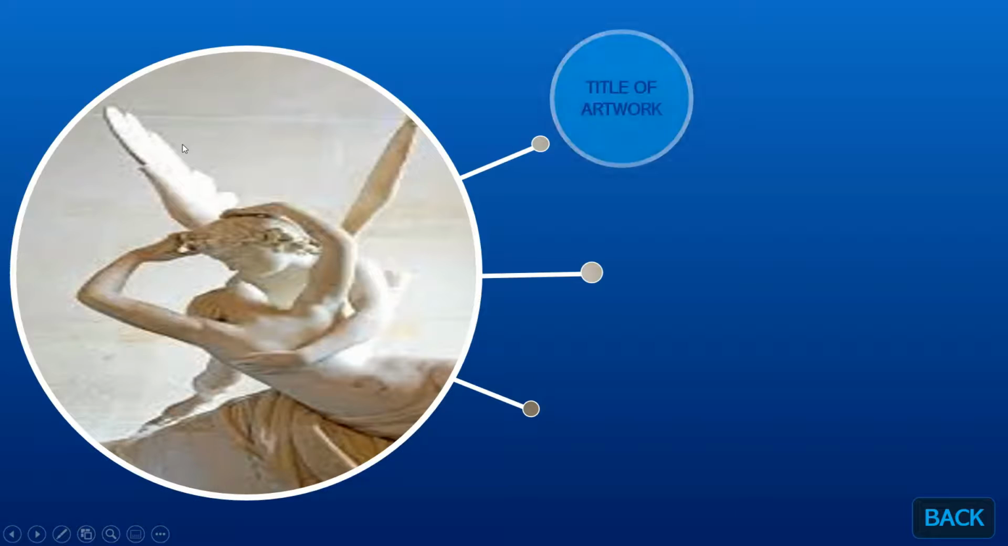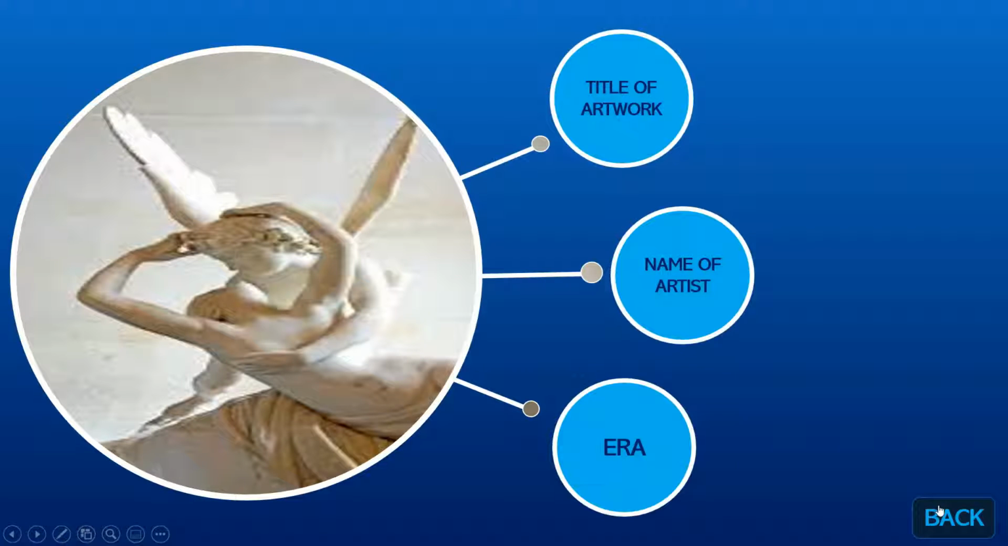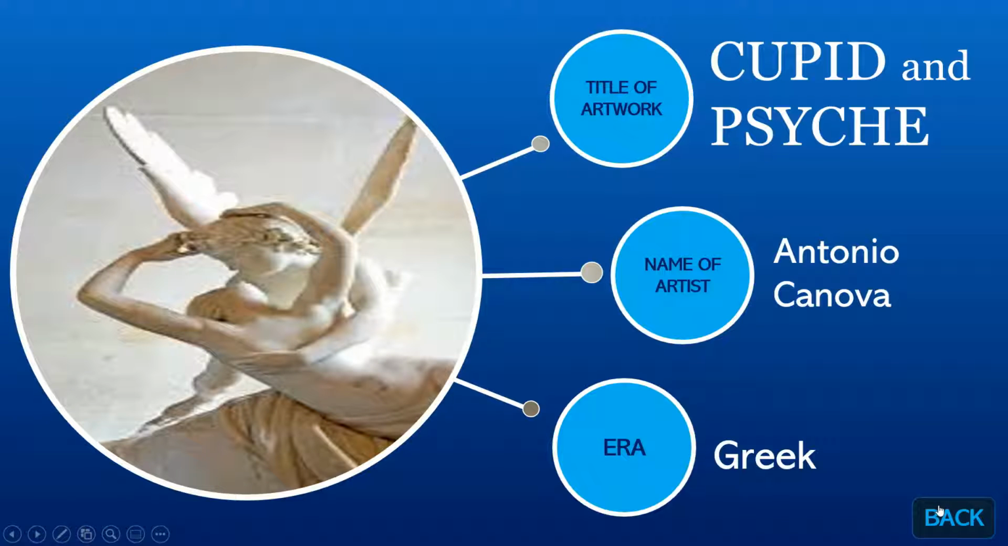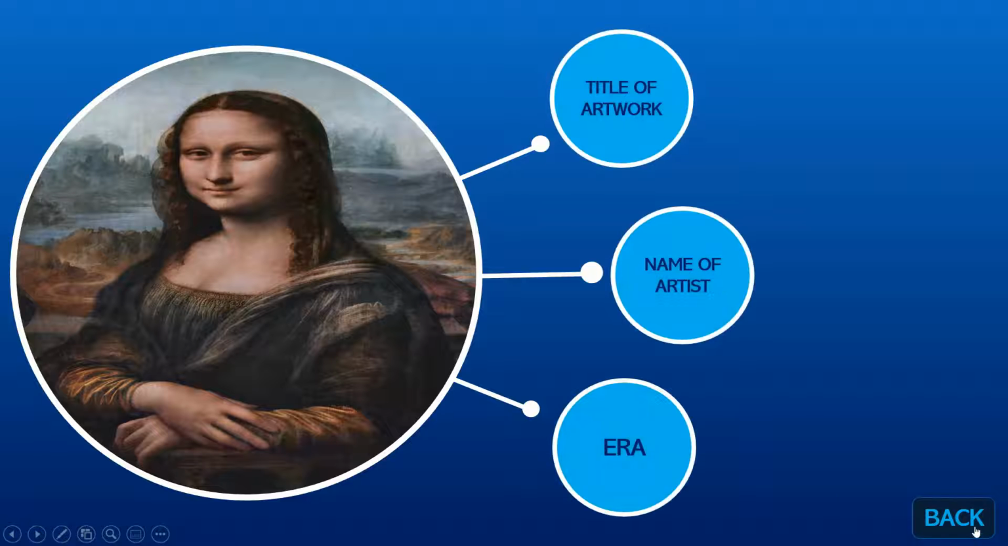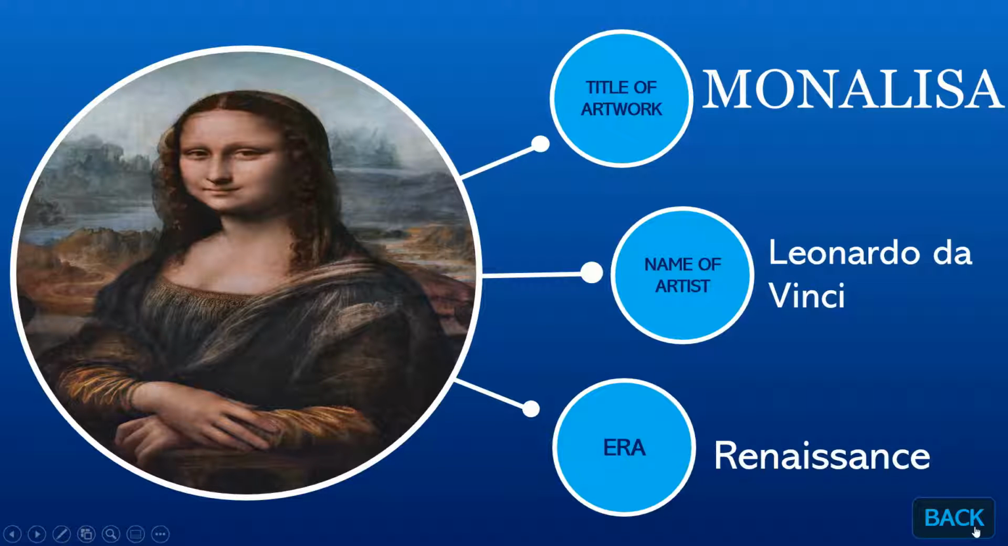Next picture. What is the title of artwork, name of artist, and era? This artwork is called Cupid and Psyche by Antonio Canova, and it is from Greek. Next picture. What is the title of artwork, name of artist, and era? This artwork is called Mona Lisa by Leonardo da Vinci, and it is from the Renaissance period.